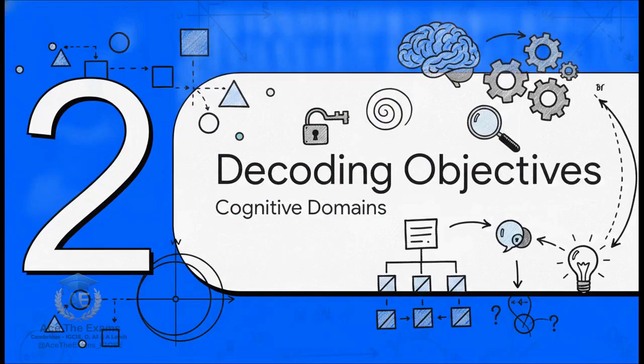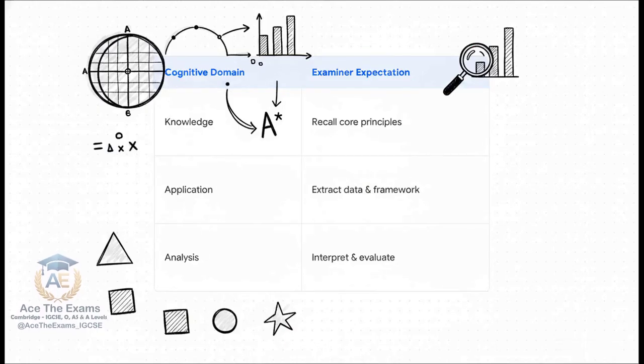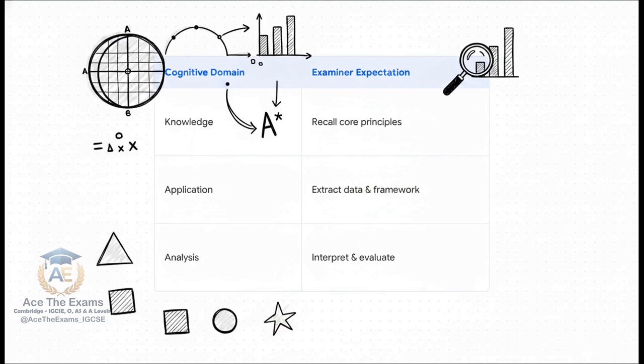Moving to Phase 2, decoding assessment objectives. Let's break down these cognitive domains. I want all stations, everyone watching this right now, to look closely at the scaling expectations on our cognitive domains monitor. We absolutely need to trace exactly how Cambridge categorizes your flight data.